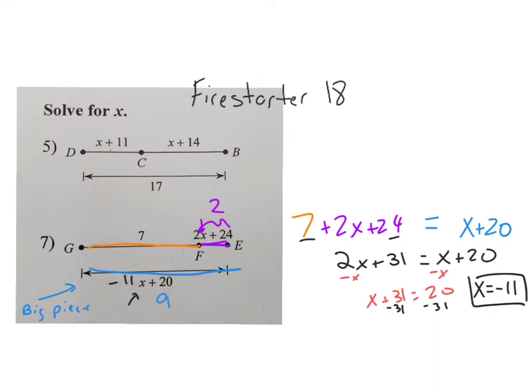So guys, in the future, it'll probably be something like this, where you'll have to tell me that GF equals 7. See, I'm using the segment notation. FE equals 2. And the whole thing, GE, equals 9. Now, I don't need to put that bar on top because I'm actually talking about length, so there's no way it can be a line or any confusion. But if you want to put the bar on there, I'll accept that grudgingly. All right, that's it for 5 and 7.